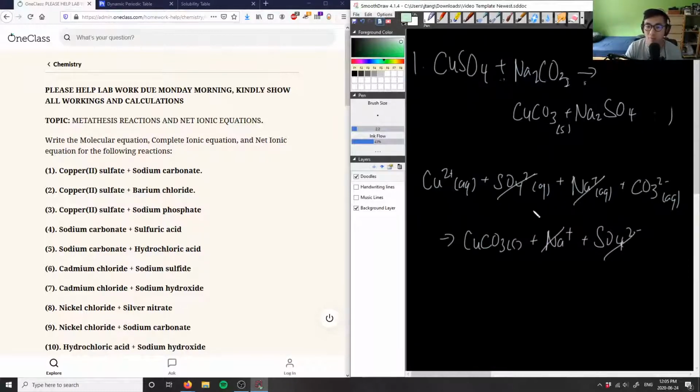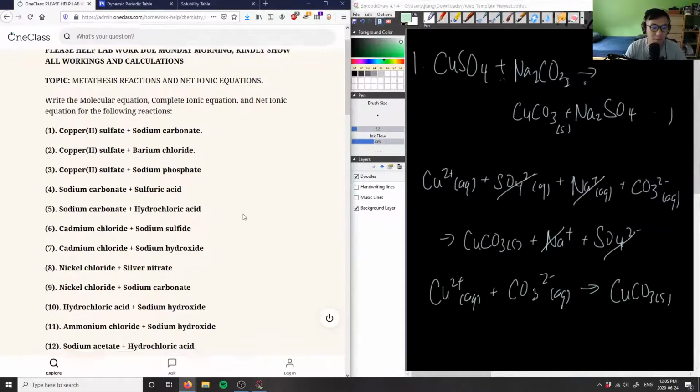So therefore, we can write our net ionic equation as Cu2+ (aq) plus CO3 2- (aq) is going to give us CuCO3. And this is going to be our net ionic equation for this problem here. So this is going to be number 1, and let me just check the answer and see if this one is right as well.